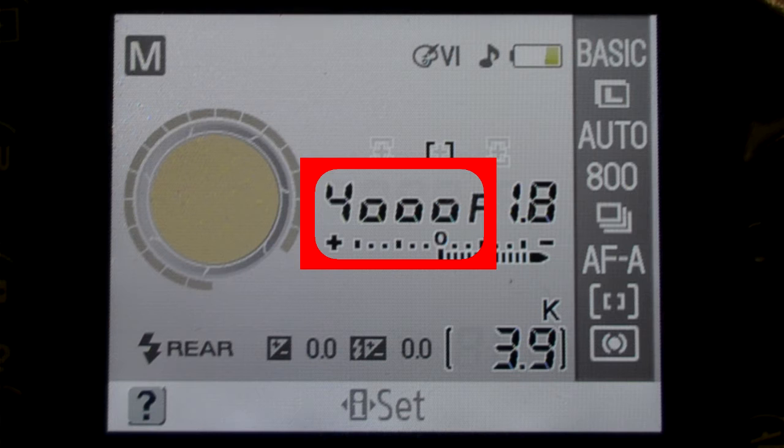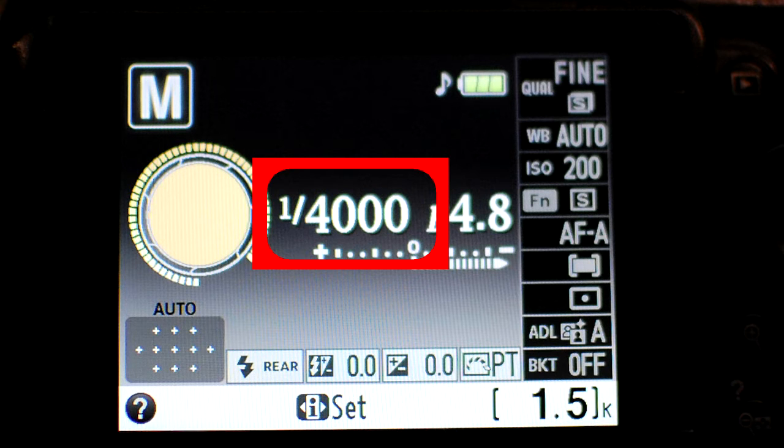I'm Strober and today we're going to be talking about what is sync speed. Now in front of me I have got a Nikon D40 and a Nikon D5100. The Nikon D40 can shoot at a maximum of 1/4000 of a second. In addition, the Nikon D5100 can also shoot at 1/4000 of a second.